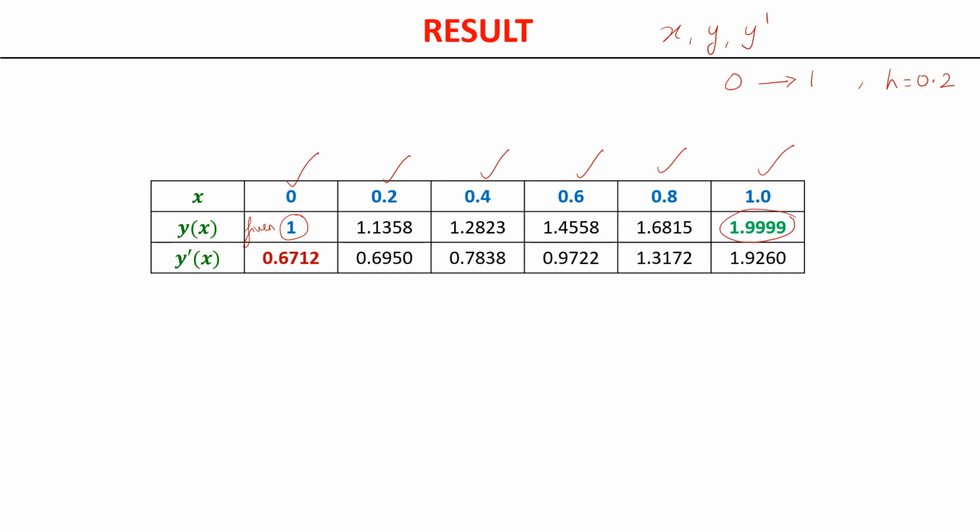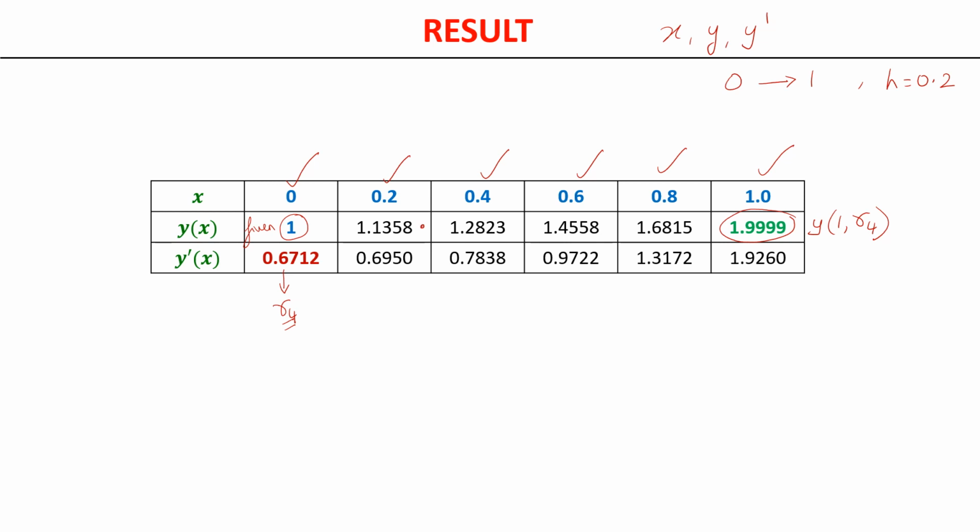How did we get this result? By making a choice. So this was our gamma value. Gamma value was 0.6712. So we created y dash of x, and because of this gamma value, we got y of 1 as 1.9999. So I'm not referring to it as 2 as it is given in my problem, but for me 1.9999 is equivalent to 2. So let us replace it only by this number.